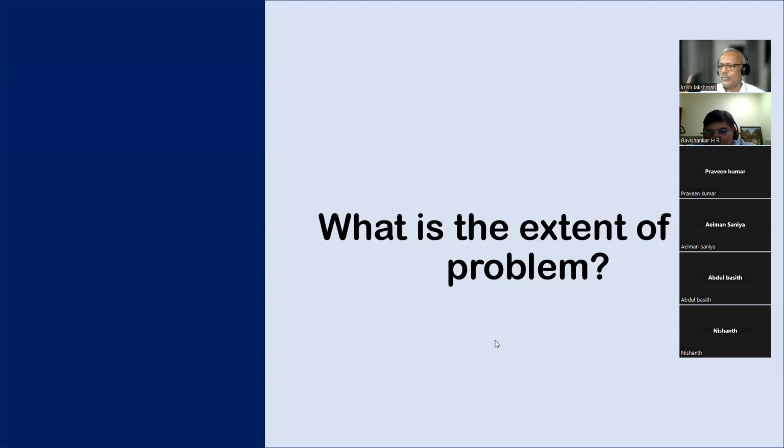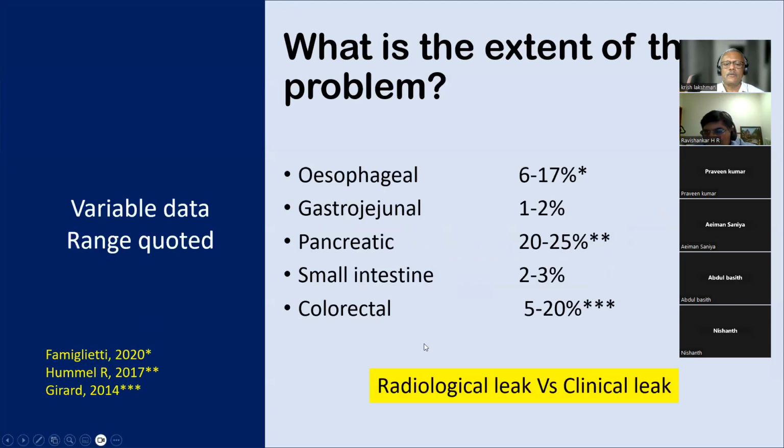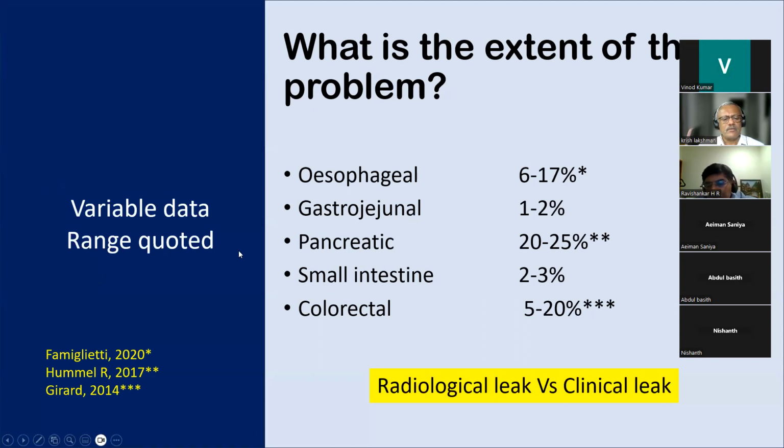So what is the extent of the problem? I won't ask these questions, but give you the answers according to the literature. The data is very variable. Please note here that the range is really very big. Sometimes it says 5 to 40% or something like that. It's a huge range, depending on the series that you see, but within that, we have to have some ballpark figures, particularly to quote to our patients when we do this anastomosis. The ballpark figures that I can talk about: for esophageal, say it's about 10%, gastrojejunal, very low, 1 to 2%.